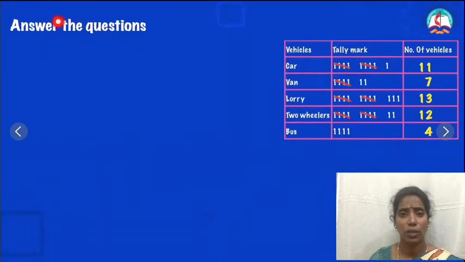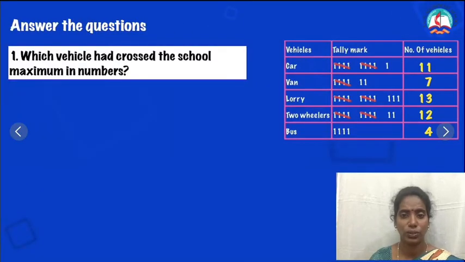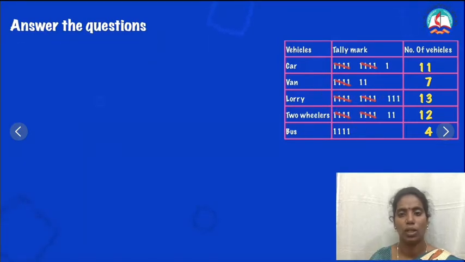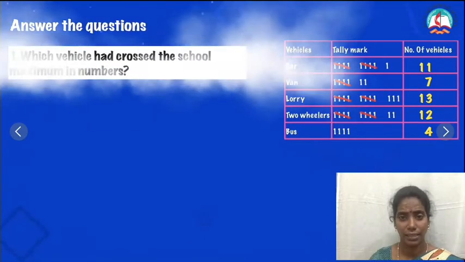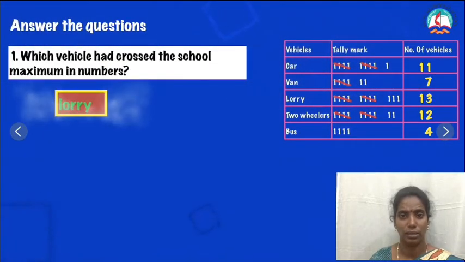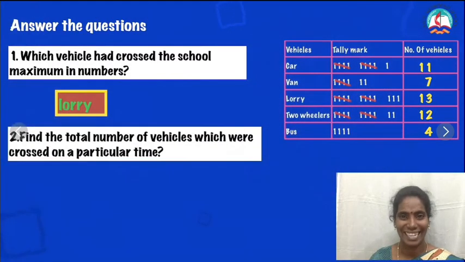Okay, now we are going to see the questions. Answer the following. Which vehicle crossed the school the maximum in number? Look at that, which is the biggest number. What is meant by maximum? It's the large one, more or big. Which one? Exactly, lorry. Clap, children.